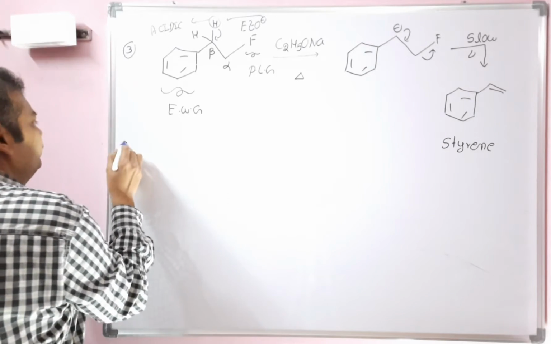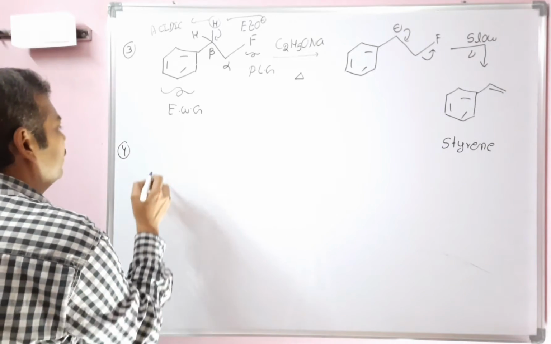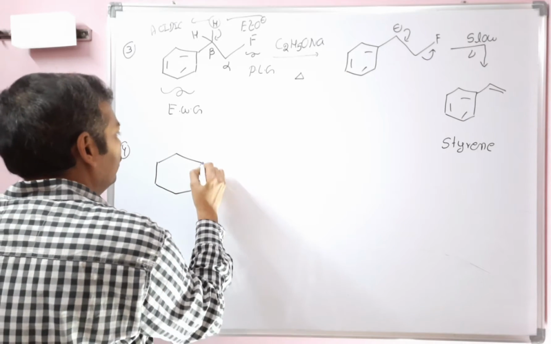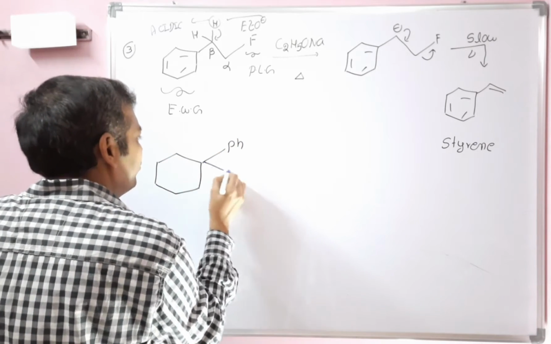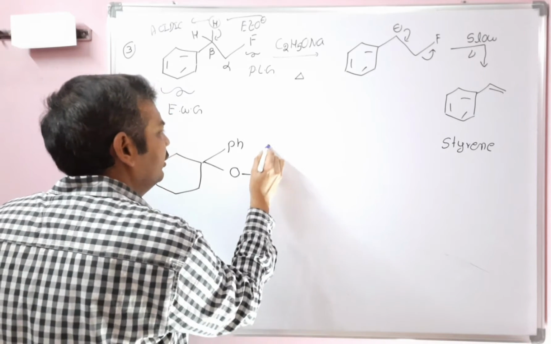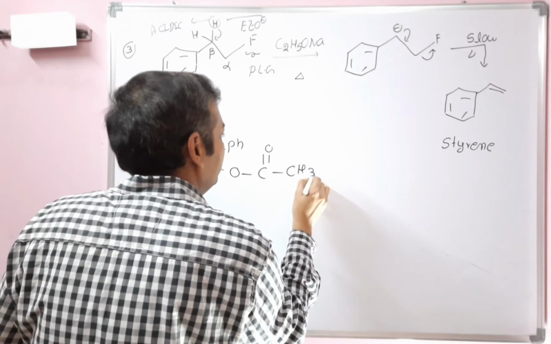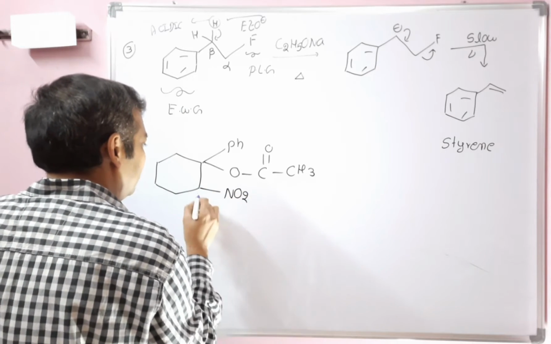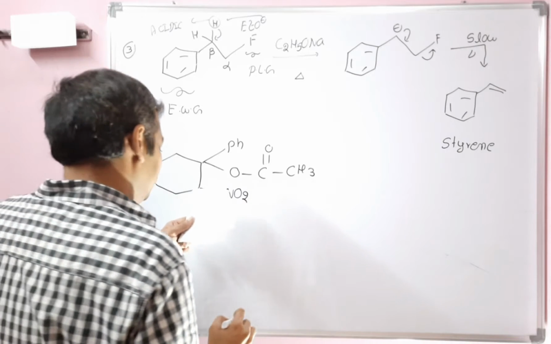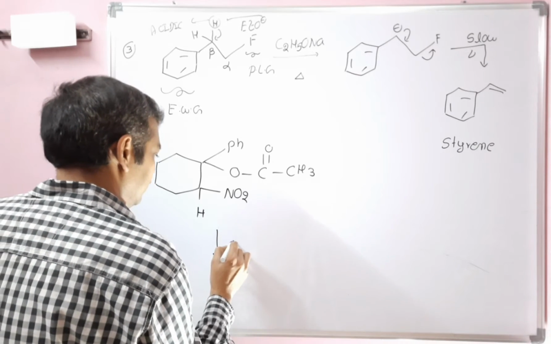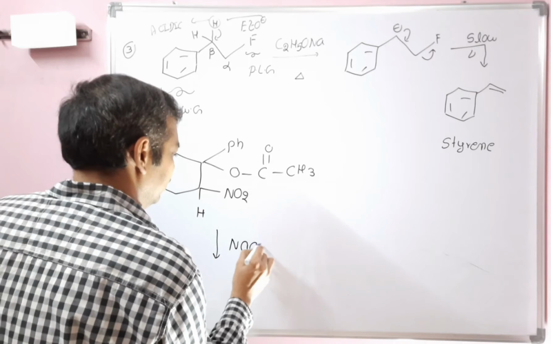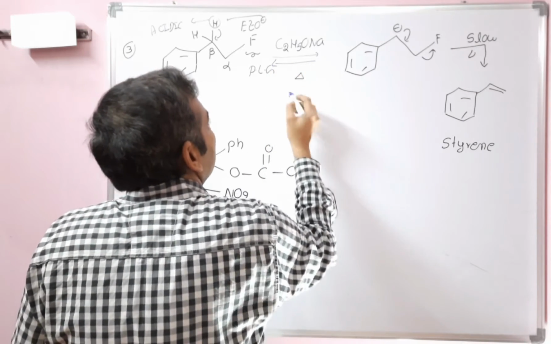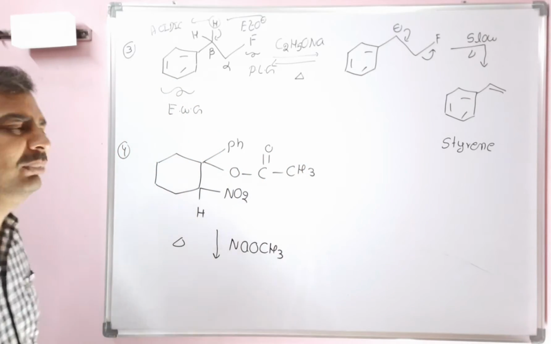Next example, a cyclohexane derivative. Phenyl group, acetyl group OCOCH3, nitro, and then hydrogen. Heating in the presence of sodium ethoxide, let us say NaOCH3, at high temperature. This is always a reversible reaction, an acid base reaction.